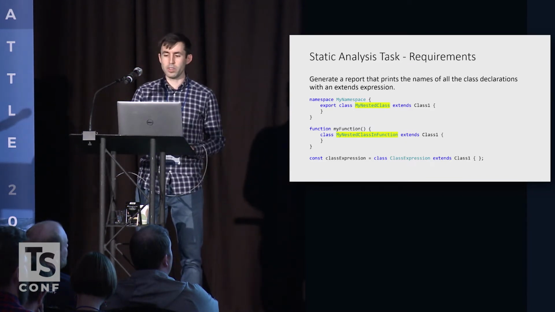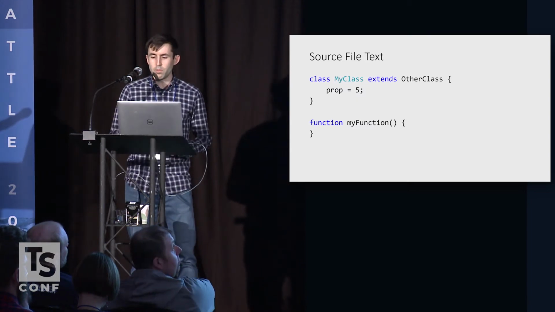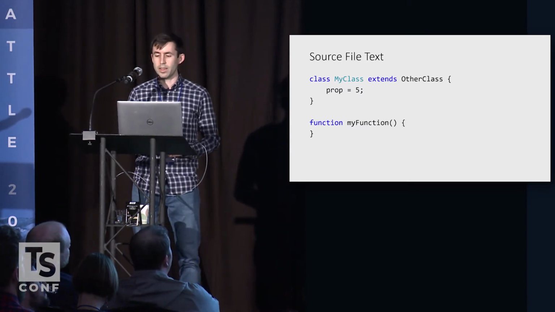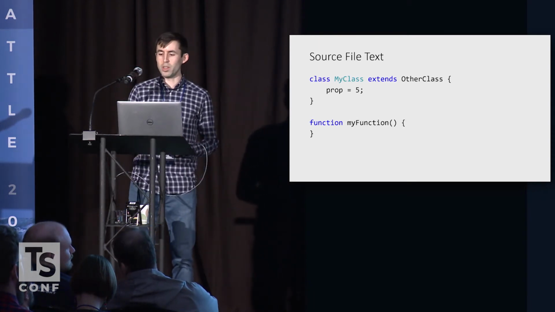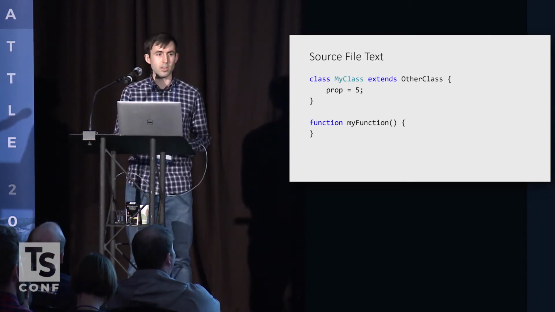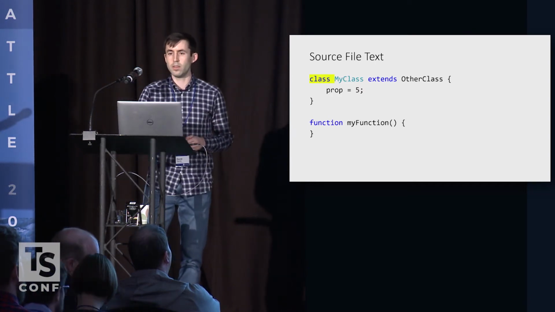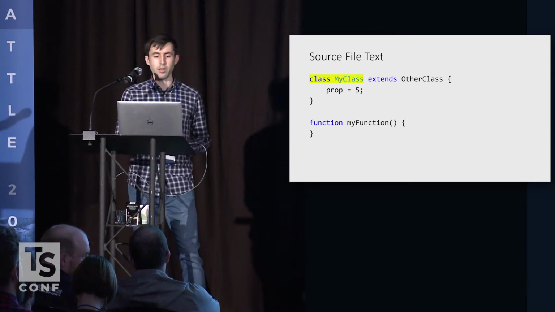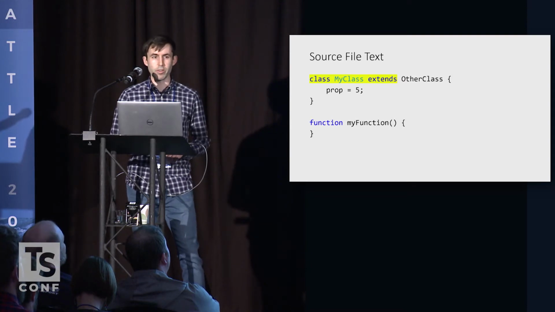So how could we solve this? Let's look at this example file. A beginner might think they could easily solve this by using regular expressions or by building a simple parser that first looked for the class keyword, then some white space, then a string that matches an identifier, then some more white space, and finally an extends keyword. This should work, right? Well, not really.